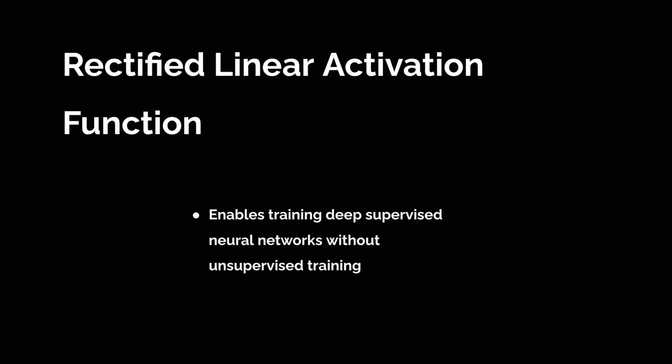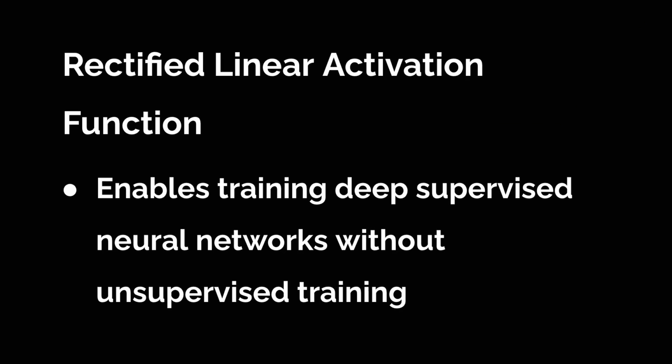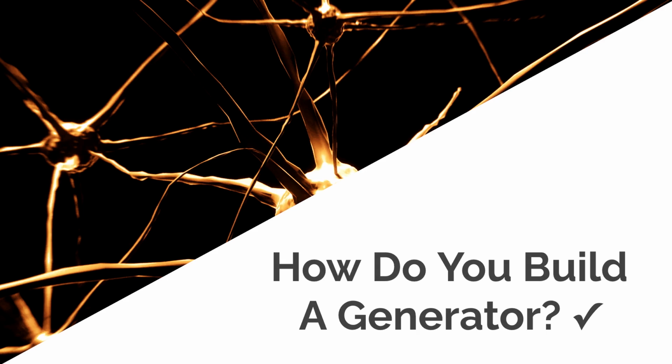So what is this activation function? Why are we using it? Well, it's very popular for neural networks because you can train deep supervised neural networks without unsupervised training. So we only need supervised neural networks. And it's going to prove very useful as our activation function of choice, because we need activation functions to activate every single node. And ReLU is very commonly used for neural networks. And those are going to be the layers of our generator.